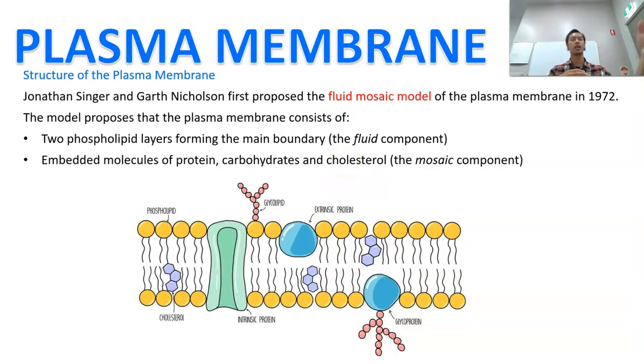Now, Jonathan Singer and Garth Nicholson first proposed this fluid mosaic model of the plasma membrane in 1972. It basically proposes that the plasma membrane is composed of two phospholipid layers forming a main boundary component, called the fluid component, and then embedded within that are molecules of proteins, carbohydrates, and cholesterol forming the mosaic component. The two of them put together means the fluid mosaic, right? And so here's the main boundary layer, the yellow that's there, and then embedded in it are these proteins, these sugars, and then the cholesterol.